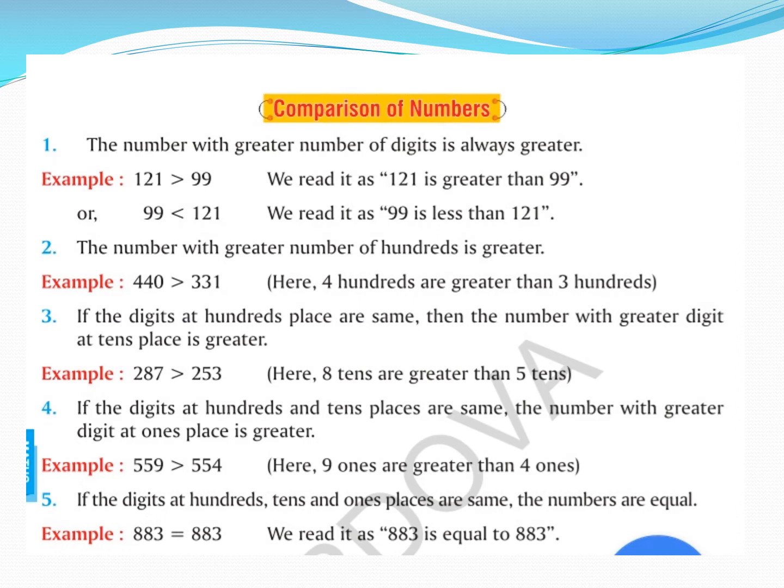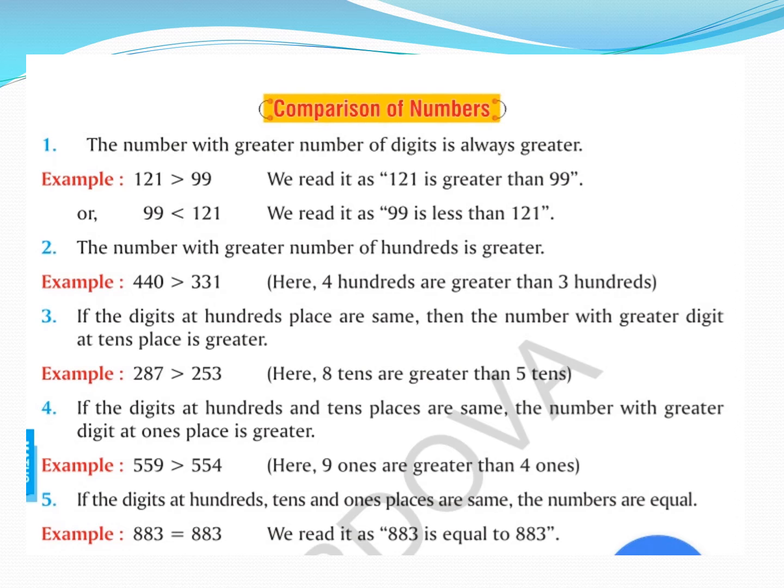Here on the slide, we are going to see comparison of numbers. So you must remember, for the comparison of numbers, we use three signs: greater than sign, less than sign, and is equal to sign. The number with greater number of digits is always greater. Okay, that is, in this example 121 will always be greater than 99, right? Or we also can say 99 is less than 121.